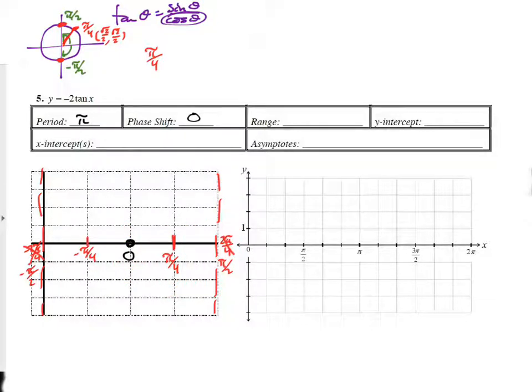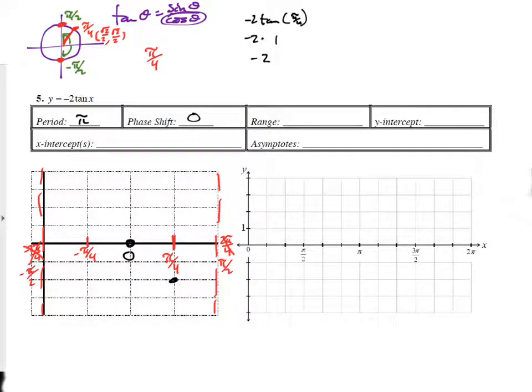So, let's plug it in. Let's see the prettiness. Negative 2 tangent of pi over 4. Well, you guys know that tangent of pi over 4 is 1. So what is negative 2 times 1? Negative 2. And so at positive pi over 4, we're going to go down to negative 2. There it is. You guys see that?